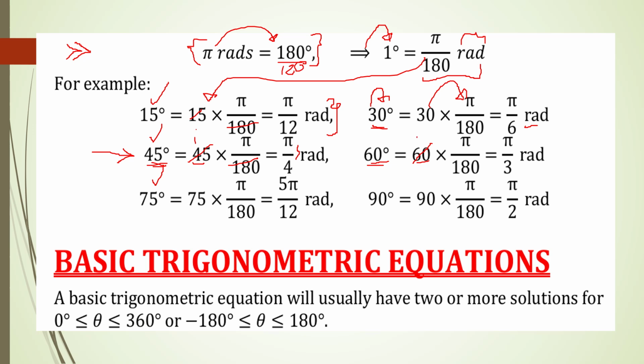So if you divide 60 by 180, you're going to get 1/3. So 60 degrees in terms of radians is going to be pi divided by 3 radians, or rad. You also do the same procedure to convert 90 degrees into radians, which is going to be pi over 2. And that's how we convert angles in degrees into their corresponding angles in radians. Now let's look at the basic trigonometrical equations and how we can calculate them.